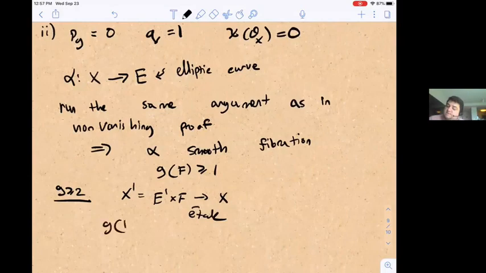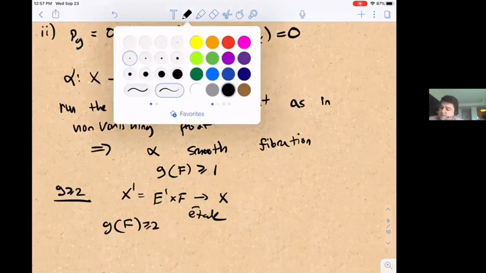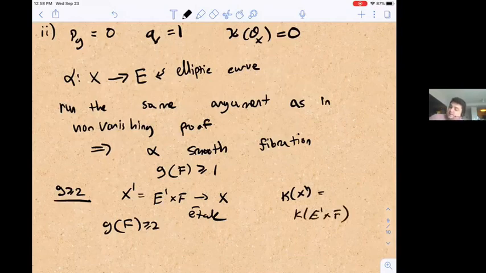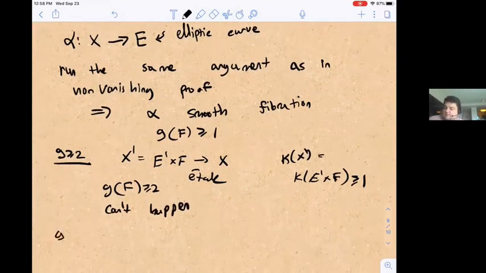where the genus of F is greater than or equal to 2, but that's a contradiction because then the Kodaira dimension of X' is at least, we have a genus at least 1 curve E', and a genus at least 2 curve F. So the Kodaira dimension here is greater than or equal to 1, but we're in this Kodaira dimension 0 case. So this can't happen. So that's how we know that actually this Albanese map has to be a genus 1 fibration.